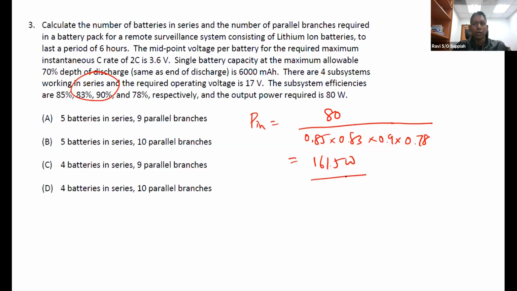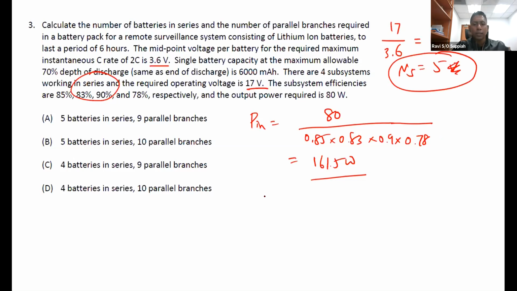So of course, the first step, I actually jump to the second step. The first step is the voltage. Since I want the instantaneous C rate of 2C, which gives us 3.6 volt, and I want a required operating voltage of 17, 17 divided by 3.6 would have given me 4.72. So you take the ceiling of that, which will be 5. So that is your NS, the number of cells in series. Five cells in series.